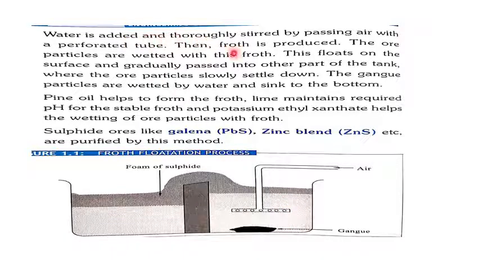Water is added and thoroughly stirred by passing air through a perforated tube. When froth is produced, the ore particles are wetted with this froth. The ore particles are wetted with this froth. This floats on the surface and gradually passes into the other part of the tank, where the ore particles slowly settle down. The gangue particles are wetted by water and sink to the bottom.